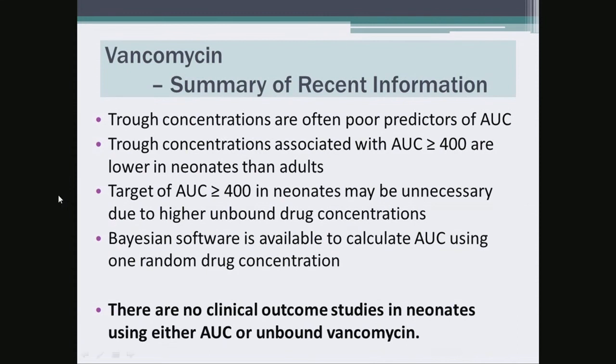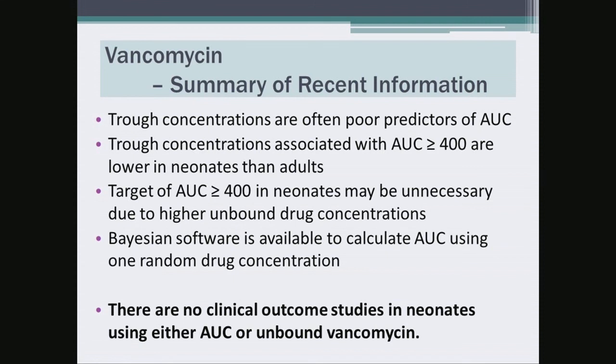In summary, trough concentrations are often poor predictors of area under the curve. Trough concentrations associated with an AUC greater than 400 are lower in neonates than in adults. And conceptually, the target of 400 in neonates may be unnecessary because of the higher unbound drug concentrations.